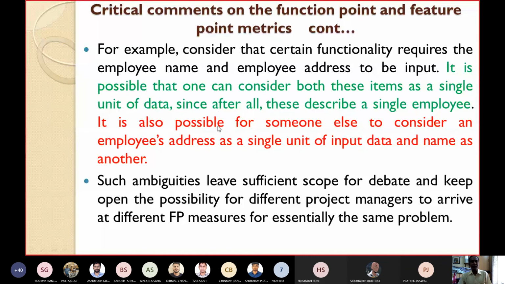It is also possible that somebody else may consider an employee address as a single unit of input data and a name as another unit of data. So this may lead to subjective nature. Such ambiguities leave sufficient scope for debate and keep open the possibility for different project managers to arrive at different FP measures for essentially the same problem. Even if the problem and the function are the same, different managers may get different function point values.